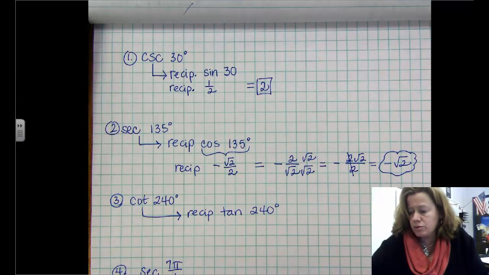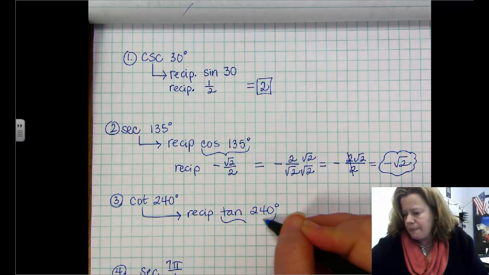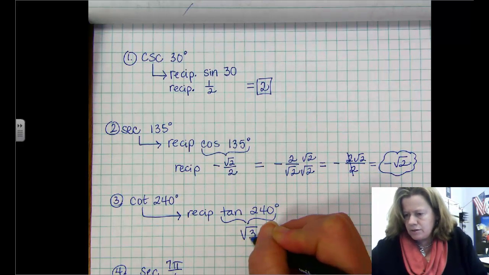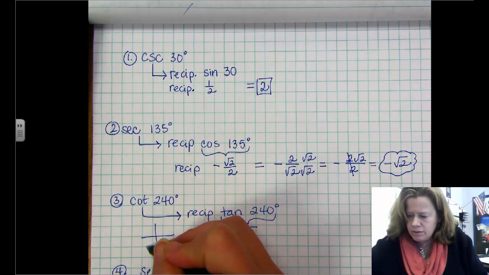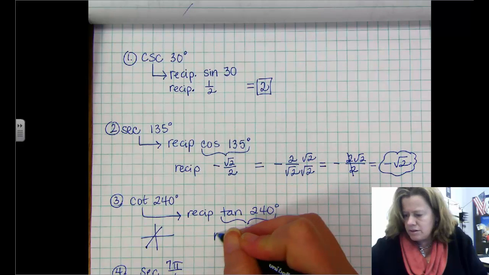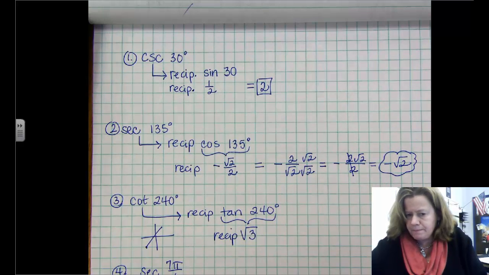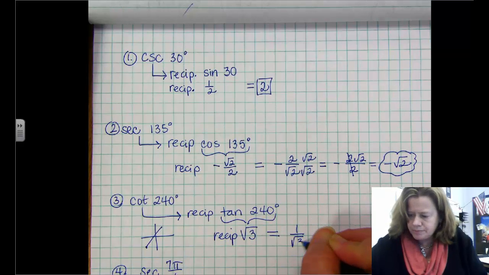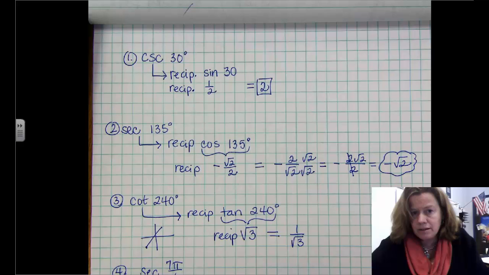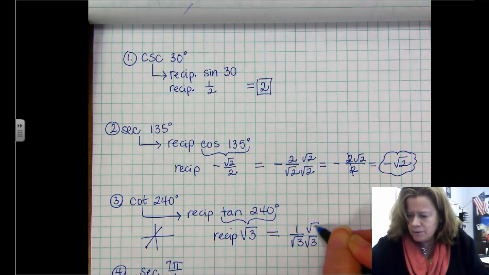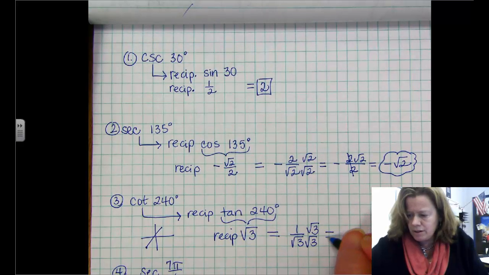So if I know tan 240, well, tan 240 is a child of 60, so that's root 3. And 240 is down here, and that's a positive slope, so it's positive root 3. So I need the reciprocal of root 3. Well, the reciprocal of root 3 is 1 over root 3. Once again, I need to clean that up. You may recognize this, though. When I multiply both parts by root 3 over 3, I get root 3 over 3.